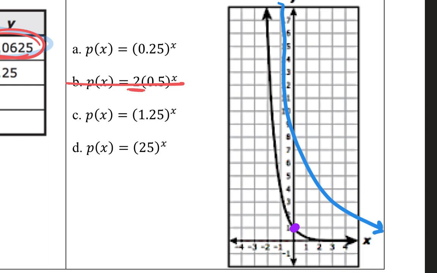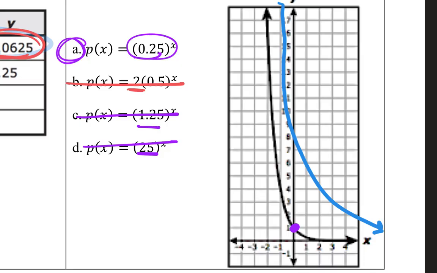Decaying, it's coming down. You go left to right. This is coming down from left to right, so this is a decay. Am I looking for a number greater than 1 or less than 1? Less than. This one's greater. This is the only one that's less than 1. That has to be your answer then. Just know your pieces. As long as you remember your pieces, you should be fine.